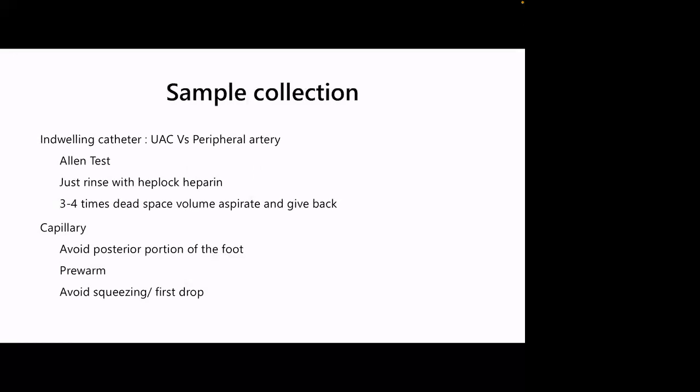If we are taking the sample from an indwelling catheter, the indwelling catheter can be in the umbilical artery or in the peripheral artery. If you are planning to put a peripheral arterial line or planning to prick a peripheral artery, we have to make sure that the distal limb is sufficiently getting blood supply through another route. So Allen test should be performed in the hand.